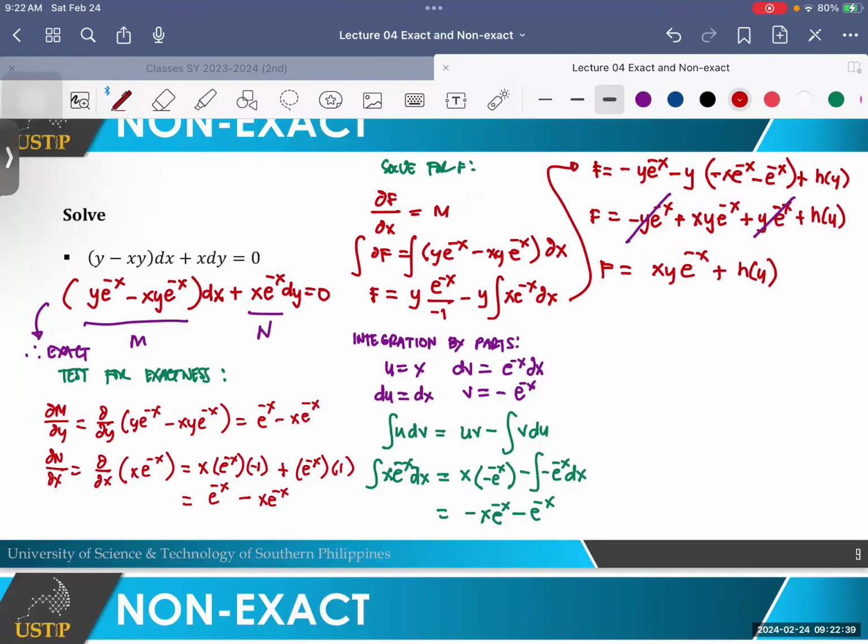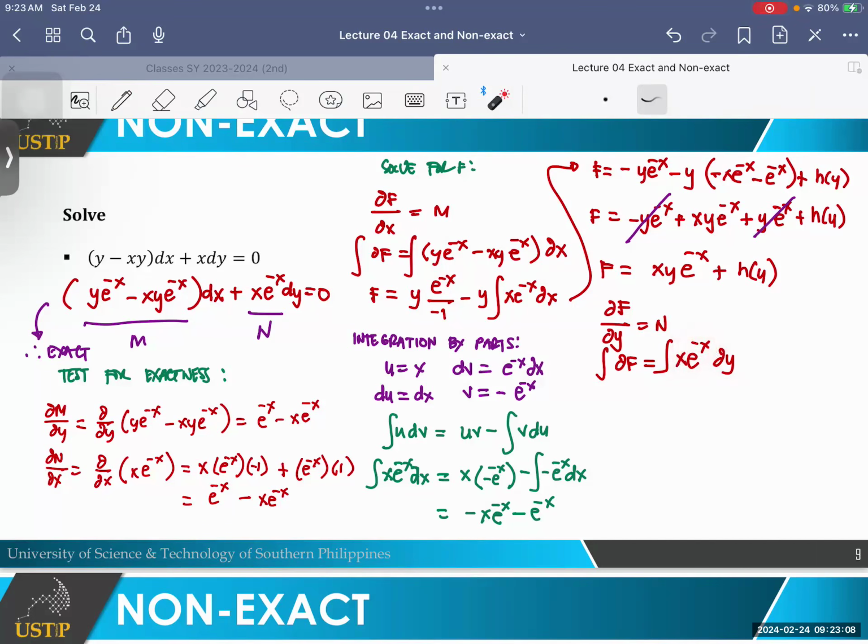For M, let's do it later, for N, I think N is easier, class. Okay? So we have the partial derivative of f with respect to y is equal to N. Let's go straight on. N now, class, is x e to the negative x. Actually, it's easy. Because you take the partial derivative with respect to y, meaning x is purely constant. So this whole expression, class, is a constant.